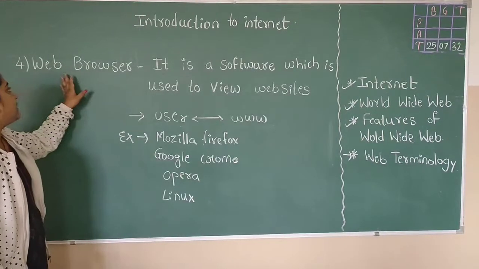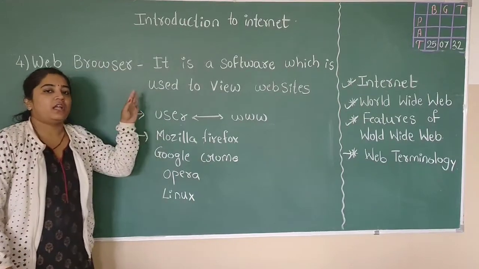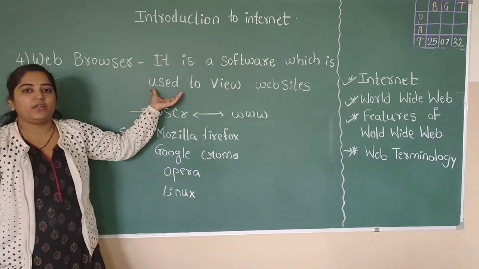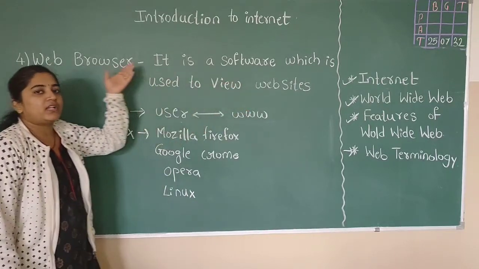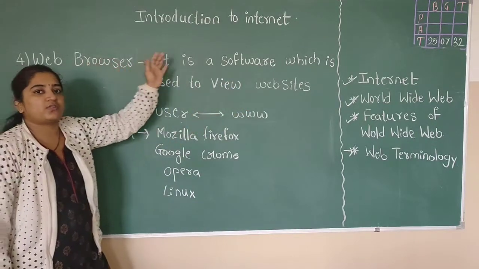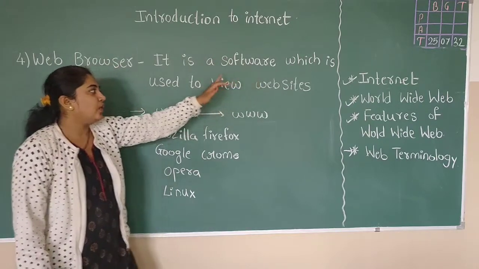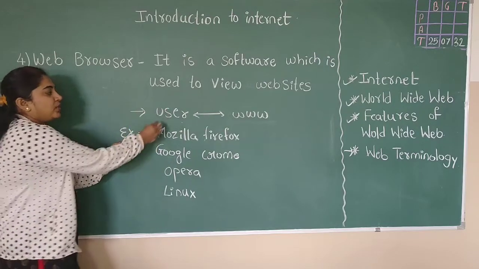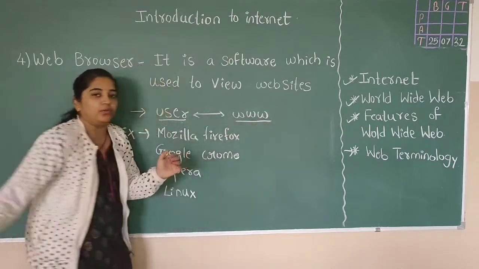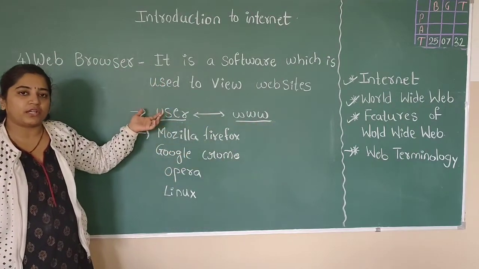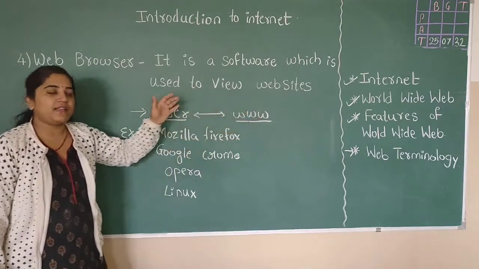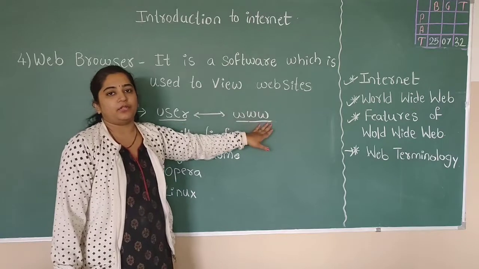The next one is web browser. What is web browser? Web browser is a software which is used to view the websites. It is the interface between user and the www. User means those who are working on the computer. www means World Wide Web. It is the interface between user and the www.